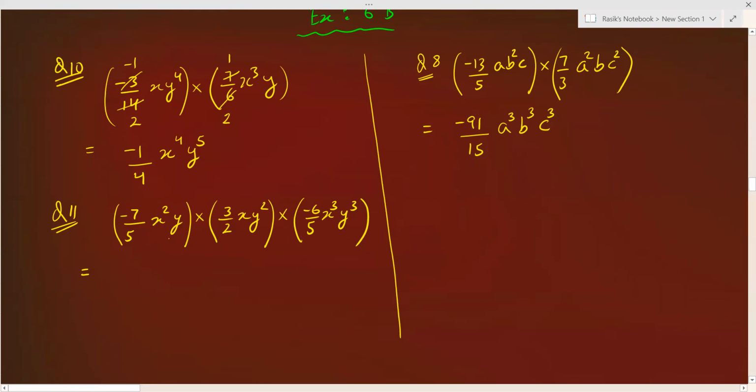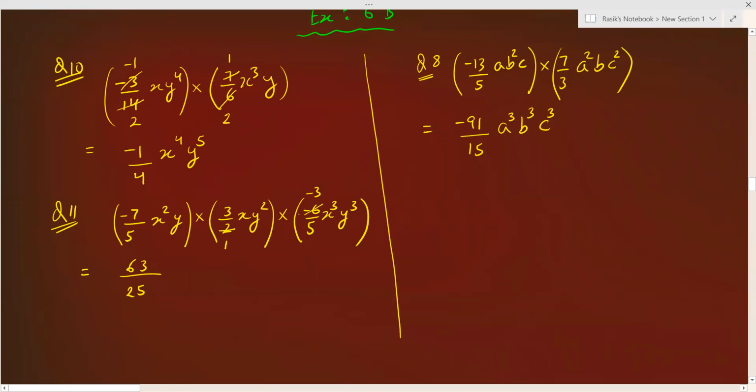Now, simplification. 63 upon 25. Can we simplify anything? Yes, we can cut this to 1. And minus 6 divided by 2 is minus 3. Or kuch simplify ho raha nahi ho raha. So minus 7 into 3 into minus 3 positive aayega. 7 into 3 21 into 3 63. 5 into 5 25. 63 upon 25 plus mein aayega positive.